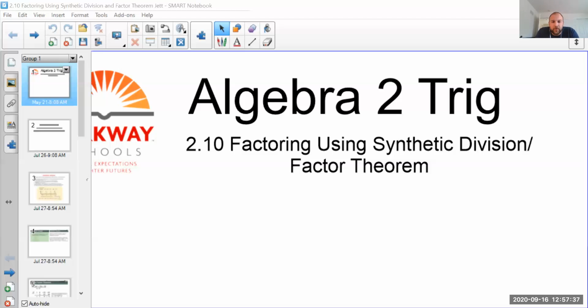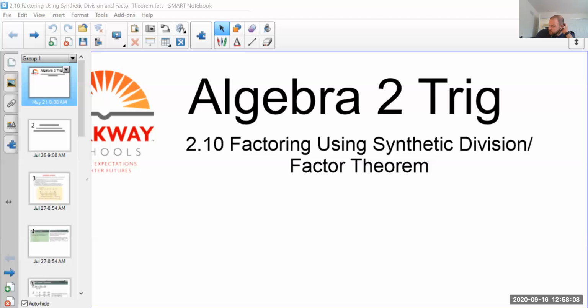So what we're going to do today is continue factoring. I talked to you about how when we have 2 terms, we're using difference of squares or sum or difference of cubes. I talked about if we have 3 terms, that's where we're using the X method. We talked about if we have 4 terms, we're grouping. What we're going to talk about today is if we have 4 or more terms, what we can do.